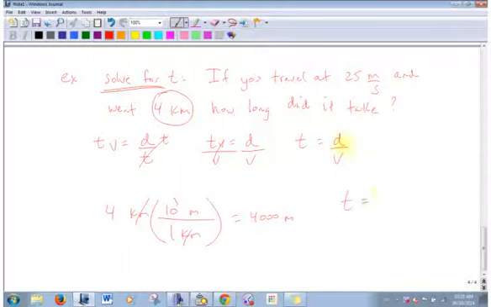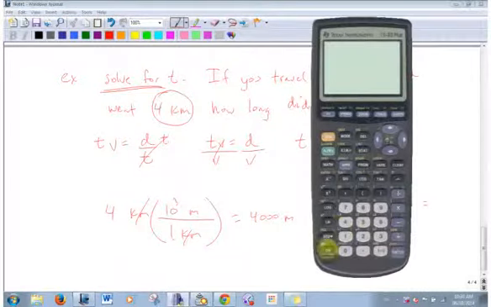So T is D, 4,000 meters, over V, speed, and that will give me time in seconds. How many times does that go in there? About that many times.